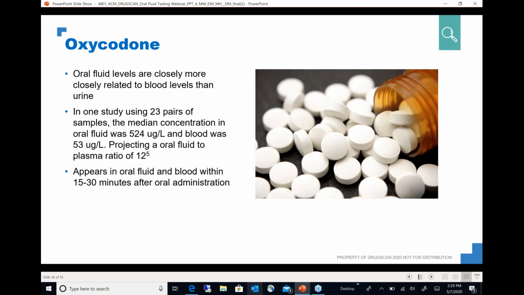Oxycodone, oral fluid levels are closely related to blood levels more often than urine levels. In one setting using 23 pairs of samples, the median concentration in oral fluid was 524 micrograms per liter. Blood was 53 micrograms per liter, projecting an oral fluid to plasma ratio of 12, which means that you'll find 12 times the concentration of oxycodone in oral fluid than you will in blood. It will appear in oral fluid and blood within about 15 to 30 minutes after oral administration.